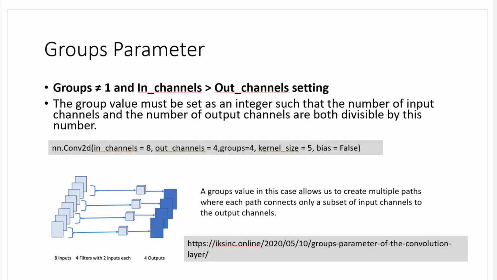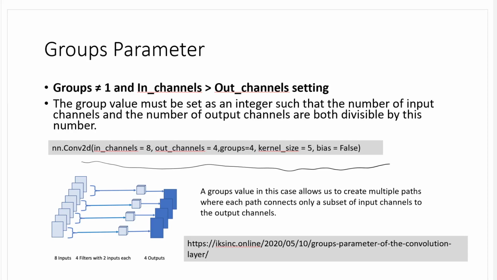Sometimes you want to use a different setting for the groups parameter that is not equal to 1. It has to be an integer number, all right? So consider the case where the number of input channels is more than the output channels. Let us take a look at this example over here. So we have 8 input channels, we have 4 output channels, and let us say that we specify a groups value equal to 4. Kernel size is 5 and bias is false. Now the groups value has to be an integer number, and this integer number has to be a number such that it should be able to divide both the number of input channels and the number of output channels. So in this case, the number of input channels is 8, which is divisible by 4. The number of output channels is 4, which is also divisible by 4.